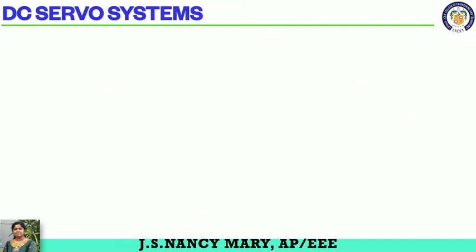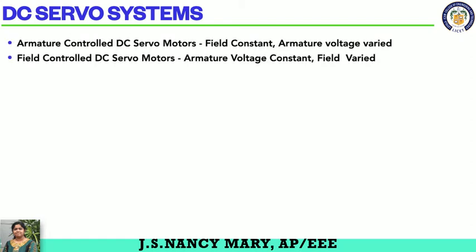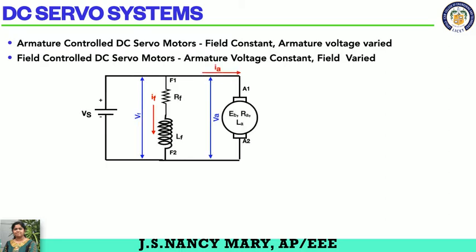Okay. Now we have two types in that. One is armature control DC servo motors, the other is field control. In armature control, the field is constant and the armature voltage will be varied. In field control, the armature voltage will be constant and the field is varied. So this is my shunt motor, which you know very well, which you would have learned in your Electrical Machines one.